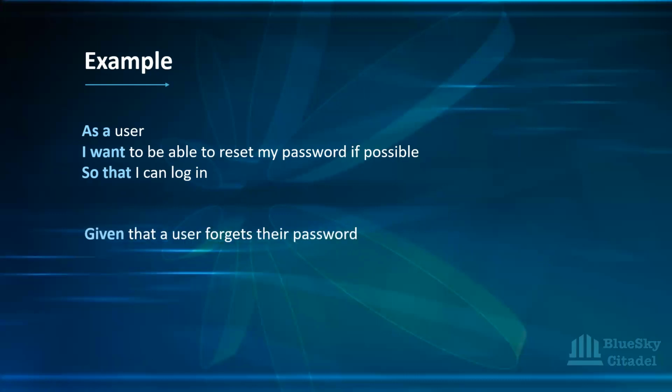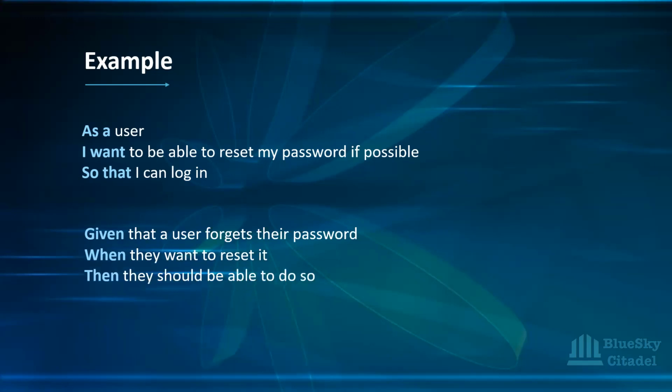Okay. Given that a user forgets their password, when they want to reset it, then they should be able to do so. No. The precondition, they forget their password. When, specific action, they want to reset it, there's no specific action there. That's not the expected outcome, and it's not testable. How can you test this? If you go back to your INVEST criteria, how can I test that if a user forgets their password and wants to reset, that they should be able to do so?